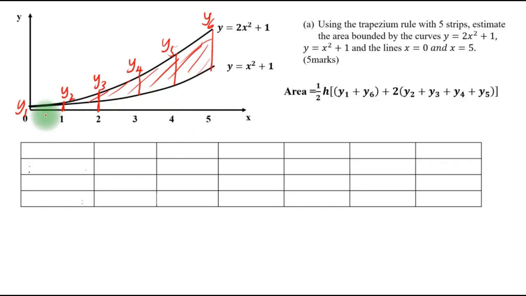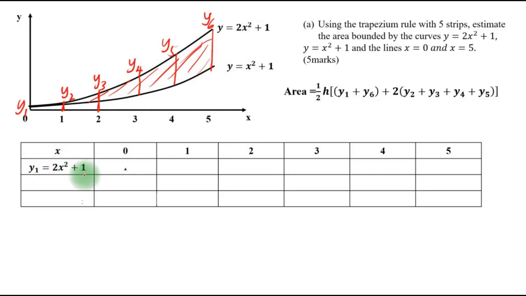From the values of x, we have 0, 1, 2, 3, 4, 5, since x starts from 0 all the way to 5. Then we substitute to find the values of y. Since we need this area, we have to get the value of this curve and also the value of the other one, so that we shall be able to subtract.